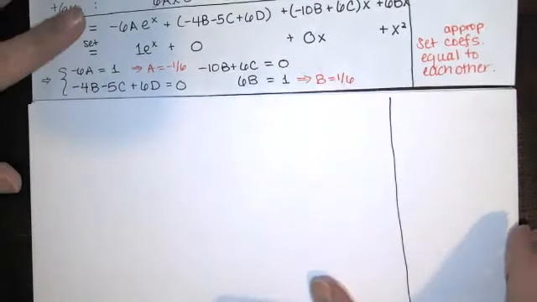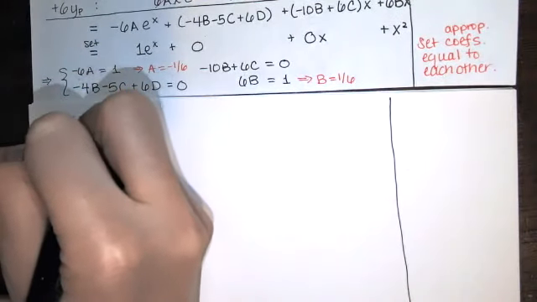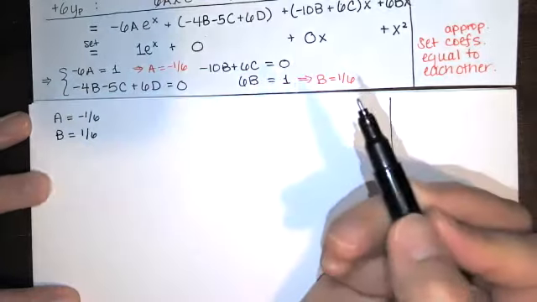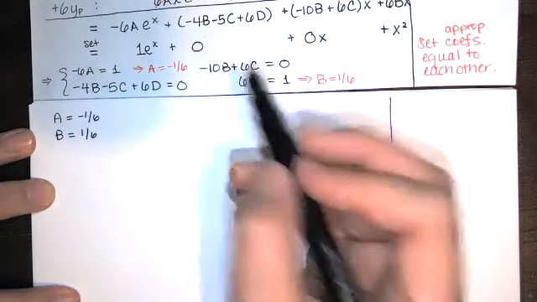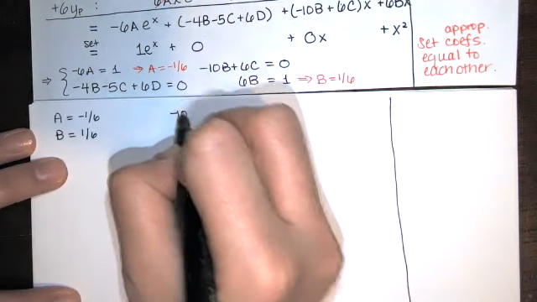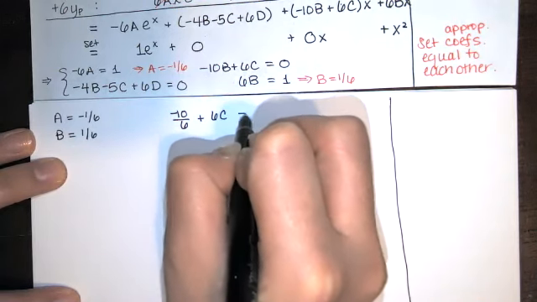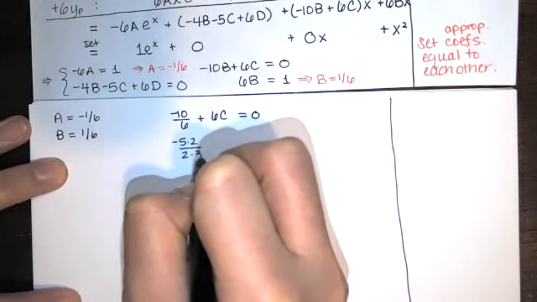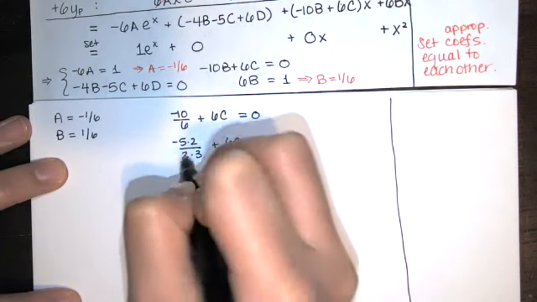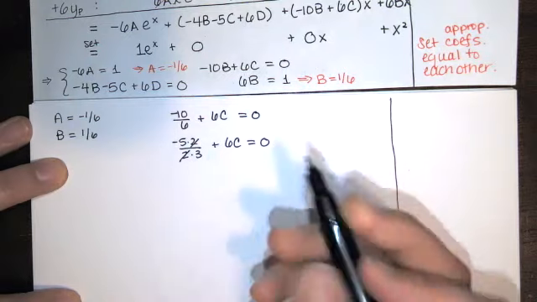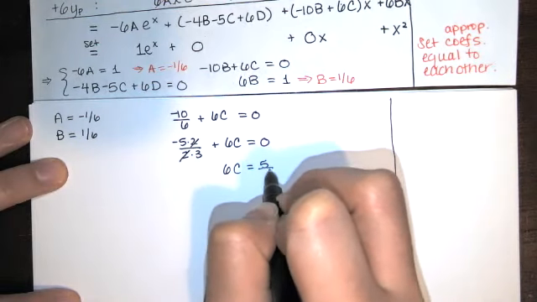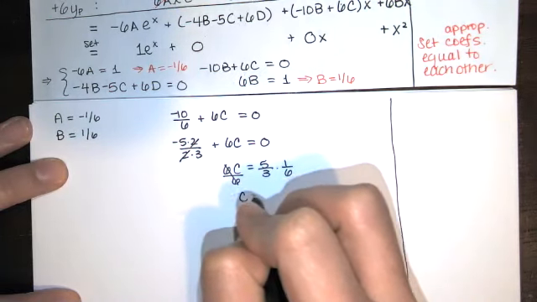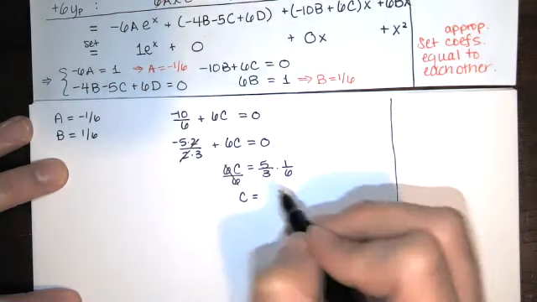So we have A equals negative 1/6. From this equation, we have b equals 1/6. From this equation, we can see that negative 10 times b, so that's going to be a negative 10 over 6, plus 6c must be 0. Now this will simplify. The 2's reduce. Let's add that guy to the other side. And then we'll divide by 6 or multiply by 1/6. That's equivalent.